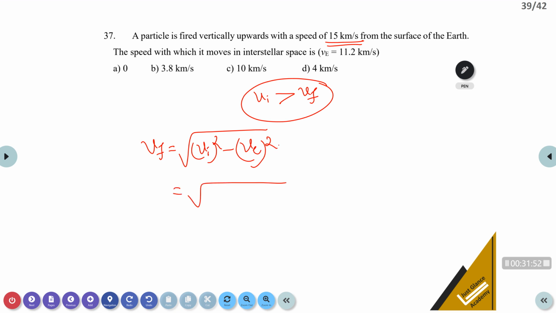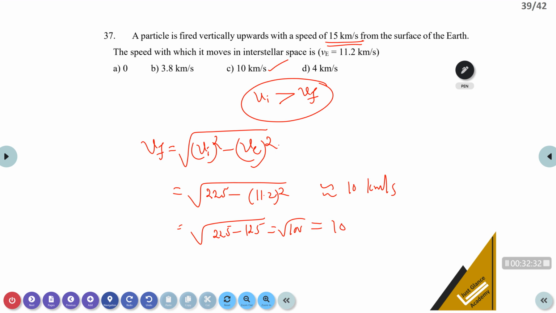This is equal to the square root of 15 squared, which is 225, minus 11.2 squared. 11 squared means 121 roughly. Just to calculate yourself, it becomes nearly 10 kilometers per second. How to do this kind of problem? It is nearly 225 minus 121, or 125, it becomes 100. Square root of 100 equals 10.